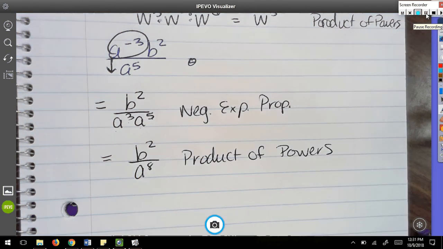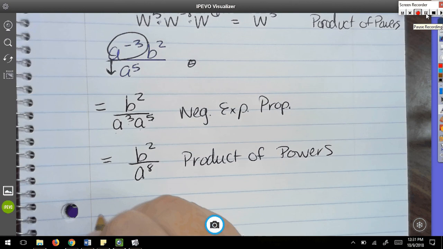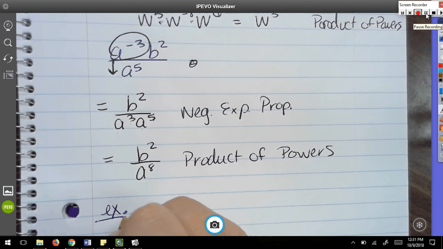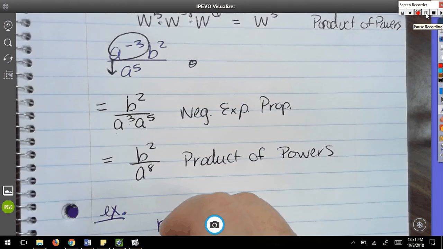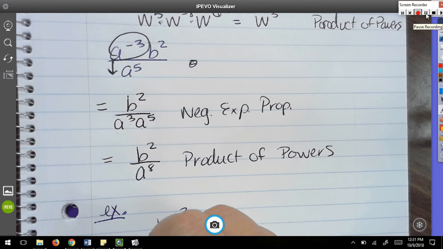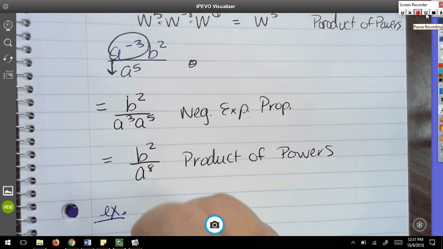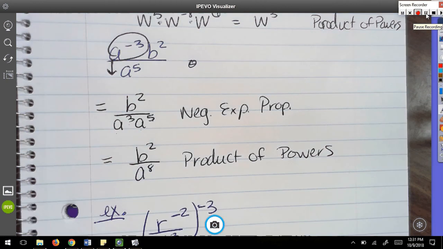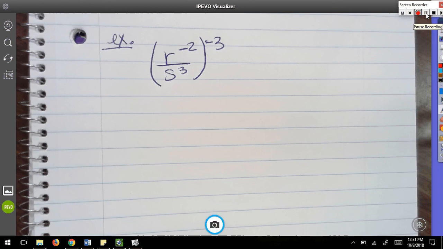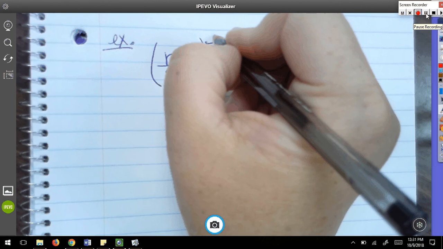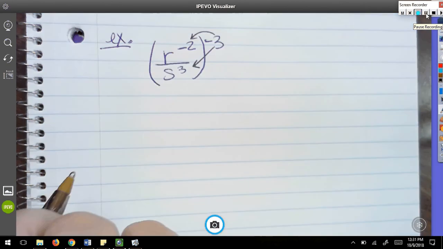Let me give you one to try here. How about r to the negative 2 over s to the 3rd, and I am going to raise that to the negative 3rd power. So take a minute, if you can see it, and try to simplify that one. So several different things you can do. You could move the negative exponent first, or you can distribute through there first. I'm going to go ahead and distribute first because that's what I see first.